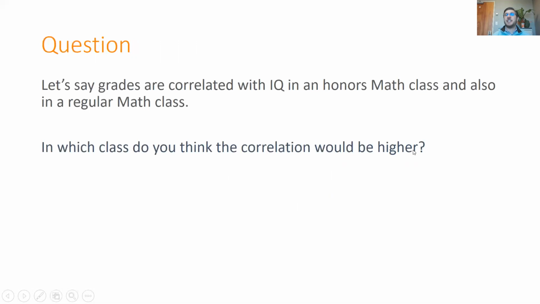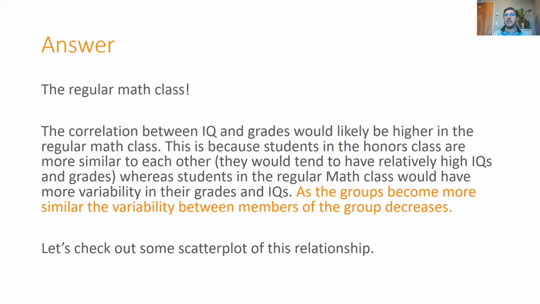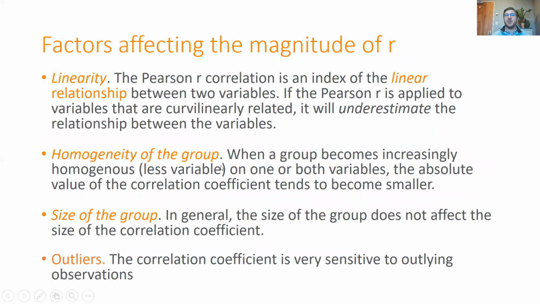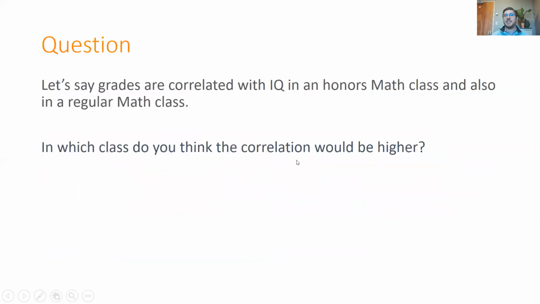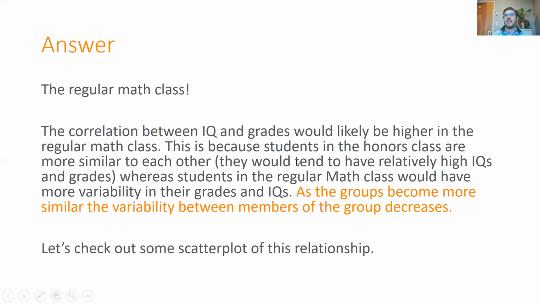So what about this? Let's say that grades are correlated with IQ in an honors math class and also in a regular math class. Which do you think would have the higher correlation? The answer might surprise you: it's actually the regular math class. And this goes back to the idea of the homogeneity of the group. Students in the honors class are more similar to one another, and they tend to have higher IQs and higher grades, whereas students in the regular math class would be more variable.